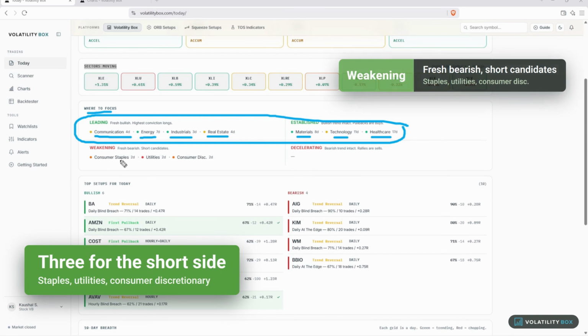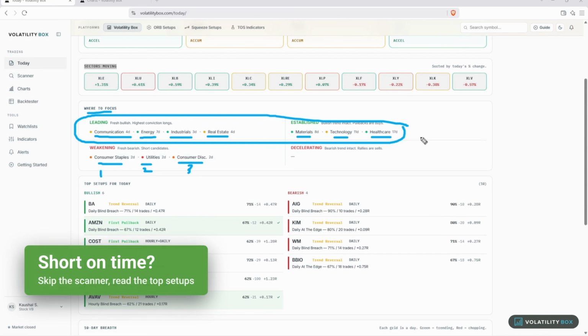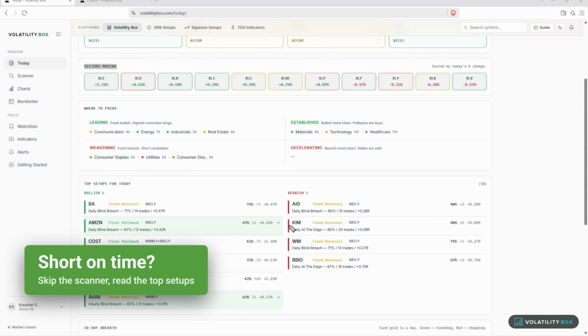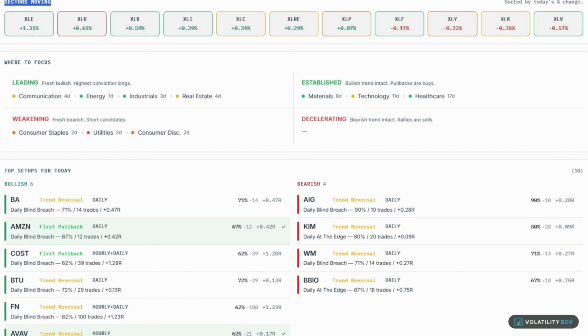To the short side, or rather sectors that are weakening, we have 3 that stand out: consumer staples, utilities, and consumer discretionary. Now, using all of that information, we find the best setups for you if you want to pick and choose only a handful. If you don't want to spend the time in the scanner actually diving through all of the different setups, then just take a look at the top setups.